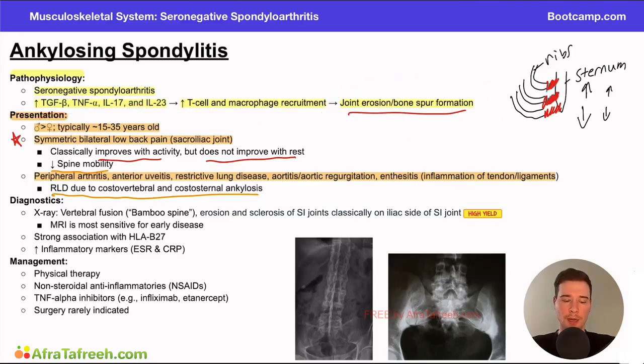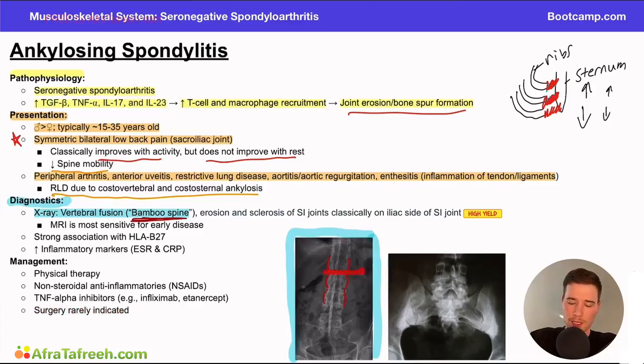Now, another super important high-yield thing they'd like you to know here is about the diagnostics. When we look at an X-ray, we're going to see vertebral fusion or bamboo spine. So what is that? Well, if you draw your attention over here to the spine X-ray, I want you to appreciate how the vertebrae are kind of attached to each other. This is due to osteophyte and new bone formation.